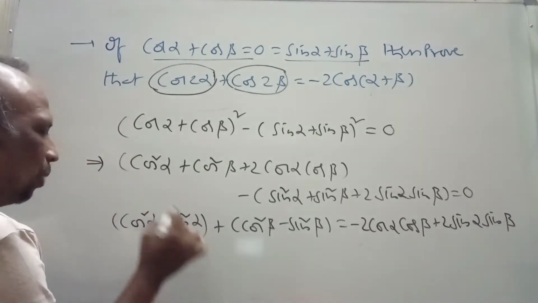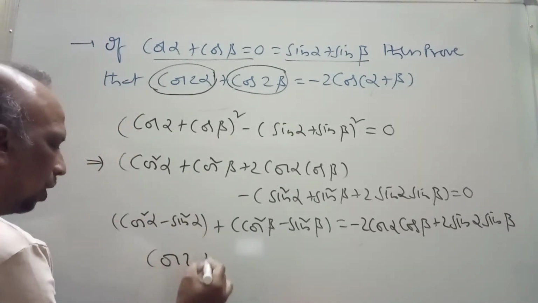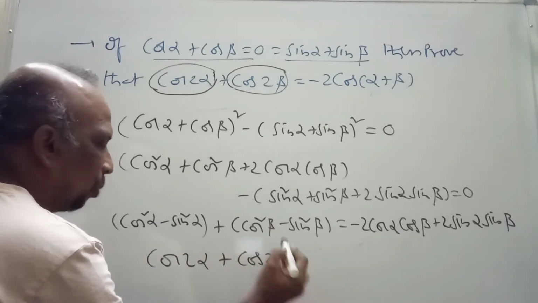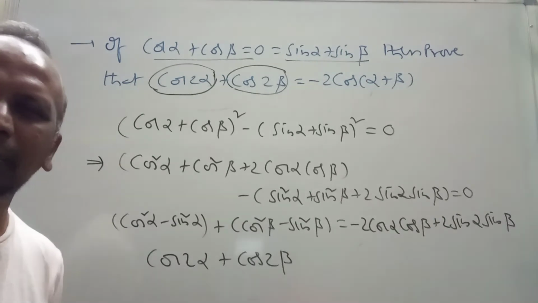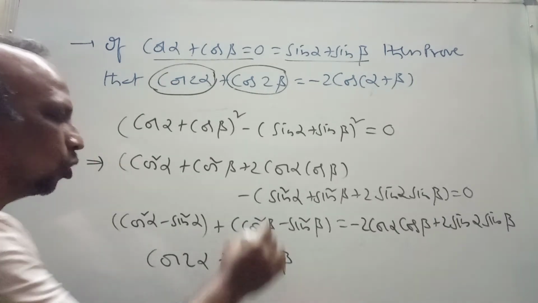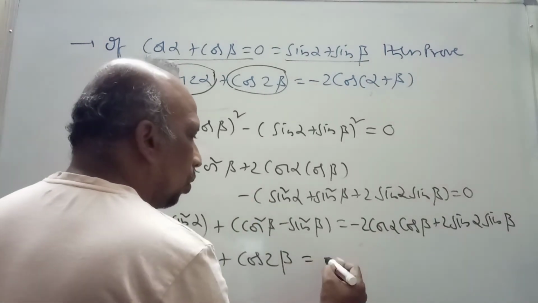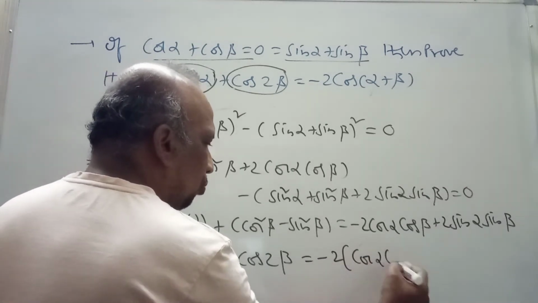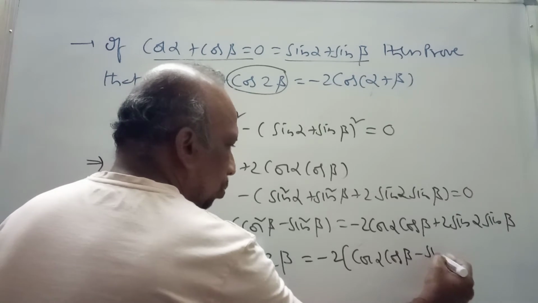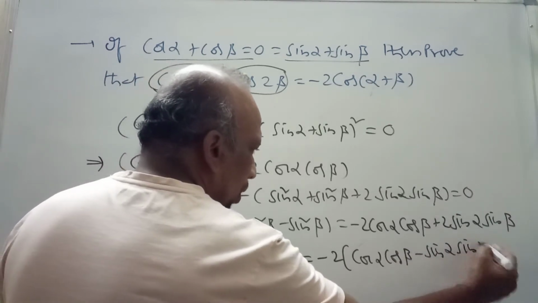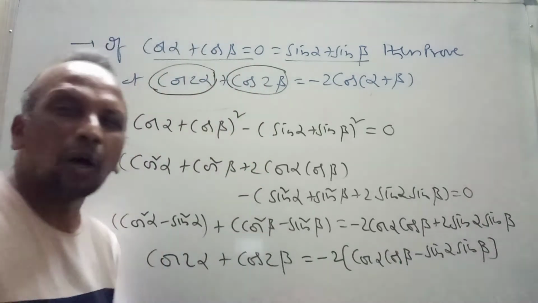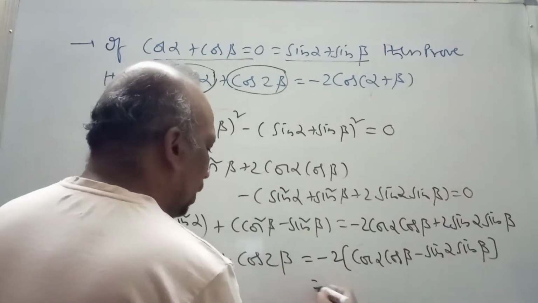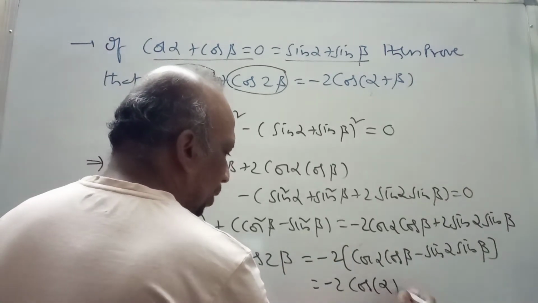Now this is nothing but cos 2 alpha, plus this is cos 2 beta. We have the formula, right? Cos square alpha minus sin square alpha is cos 2 alpha, and this will be cos 2 beta, which is equal to, you take minus 2 common, it will be cos alpha cos beta minus sin alpha sin beta. Cos alpha cos beta minus sin alpha sin beta is nothing but minus 2 cos of alpha plus beta.